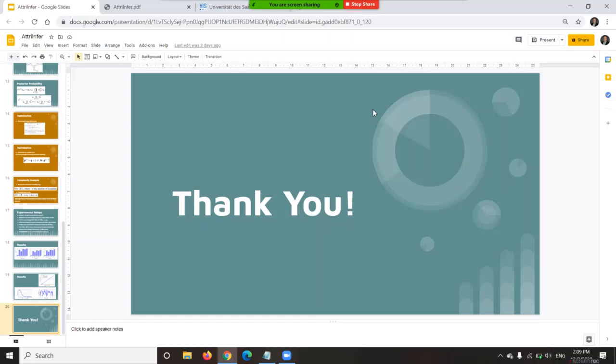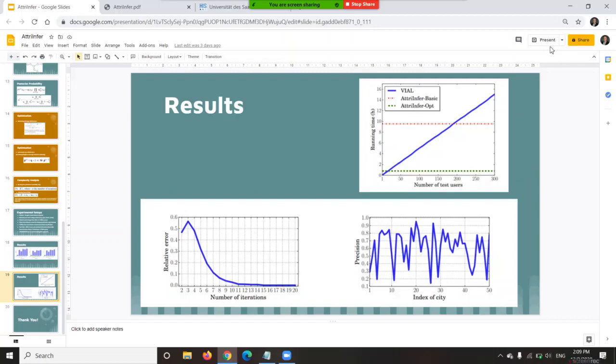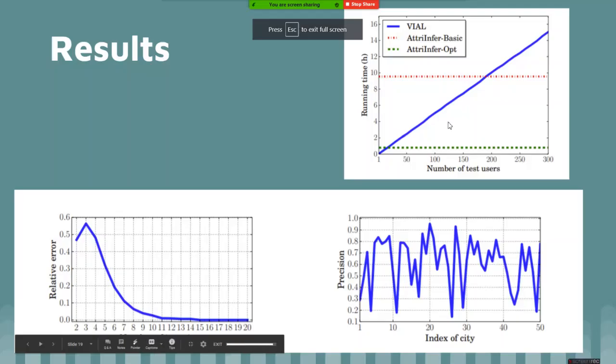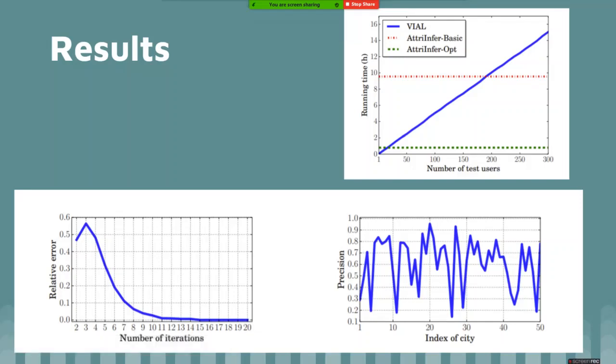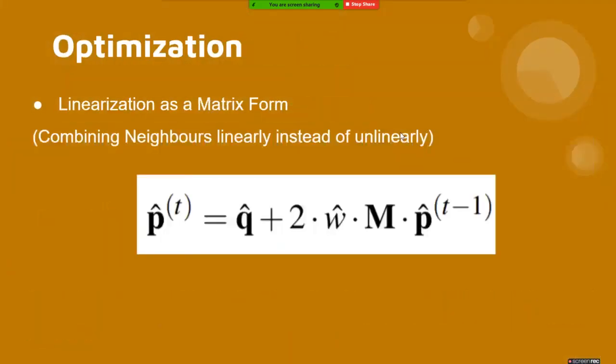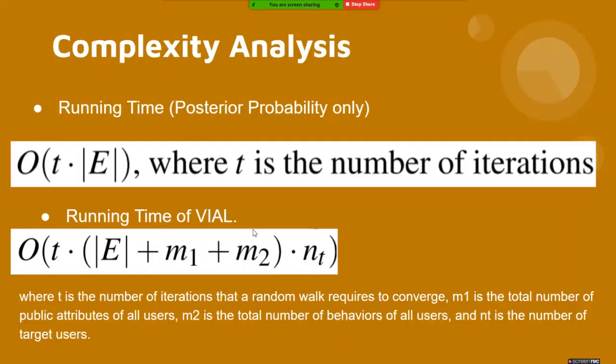So, Lucas? Can you go back one slide, please? Yes, sure. I think I didn't get why the running time doesn't grow linearly with the number of test users, because you gave an asymptotic bound of O of t times the number of edges. For attribute inference, you are correct, but for Vial it grows linearly, as you can see here. So that's why it grows linearly.